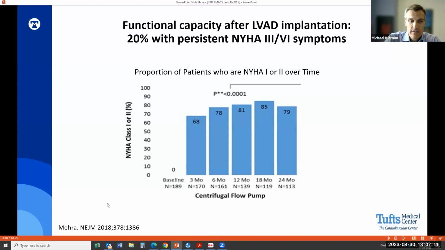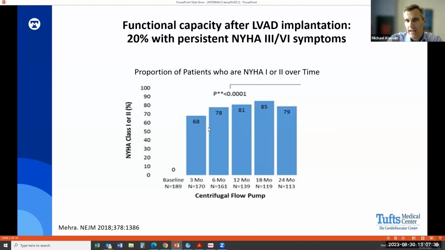And what we know, this is not from Intermacs, these are data from the Momentum trial, and this is looking at the proportion of patients at these different time points who are class 1 or 2, so either asymptomatic or mild heart failure symptoms. And we know going into LVAD, the vast majority of patients are class 4, meaning they essentially have fatigue at rest or with really any activity.